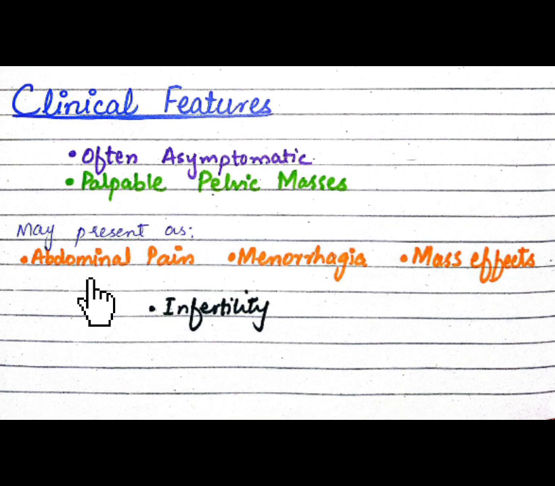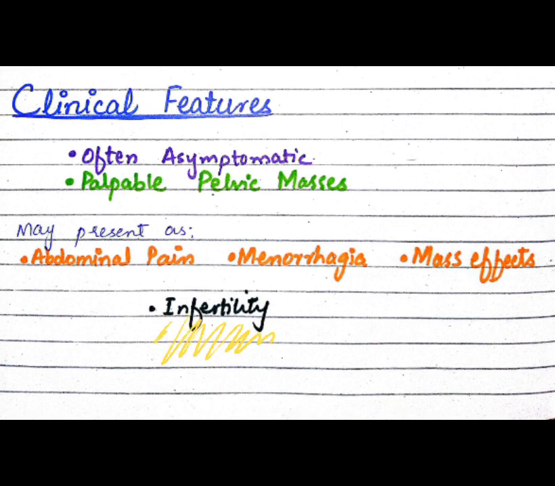They can cause menorrhagia, as they are growing inside the uterus they can undergo bleeding, resulting in menorrhagia, which is heavy menstrual bleeding. And they can cause mass effects. Mass effects means that they can cause symptoms that are caused by the compression of the adjacent areas. For example, if the fibroid is growing large and it is compressing the ureter, it can cause disturbance there.